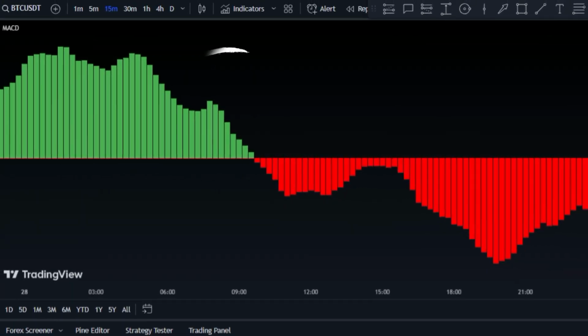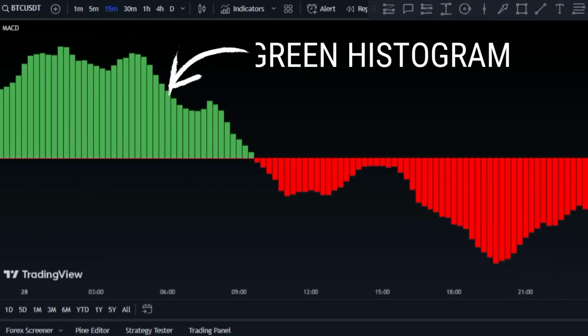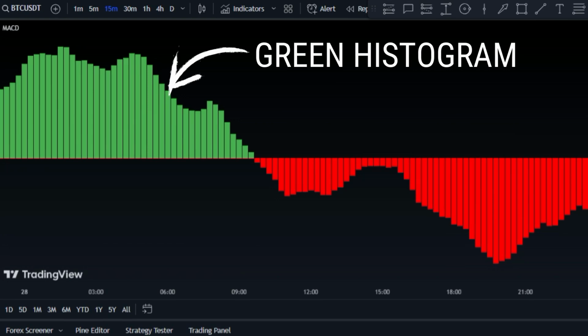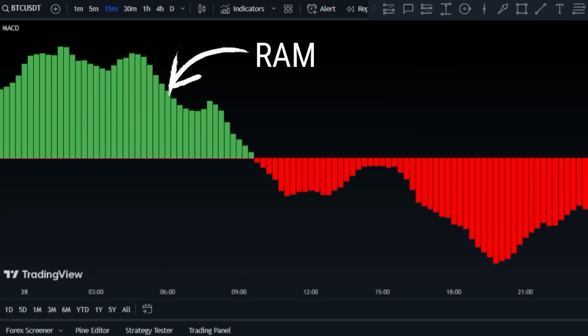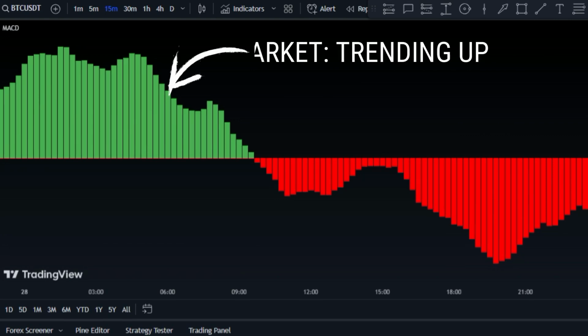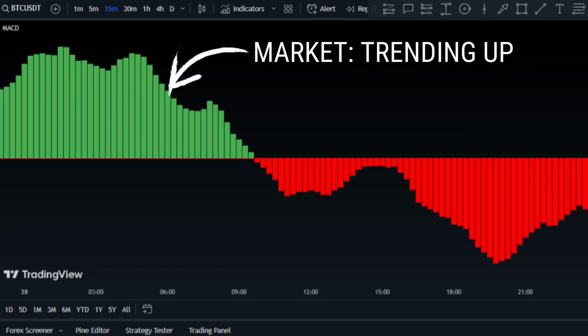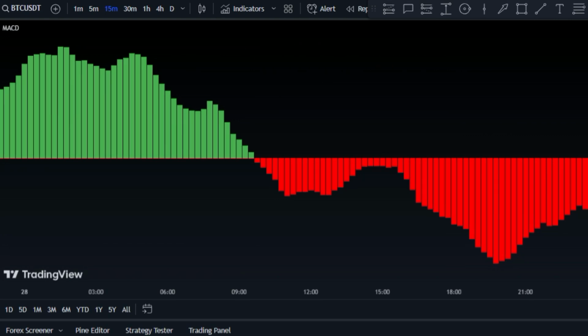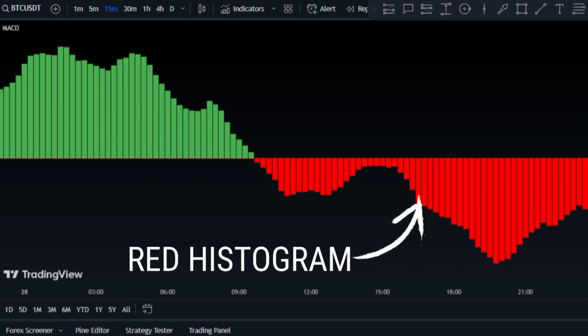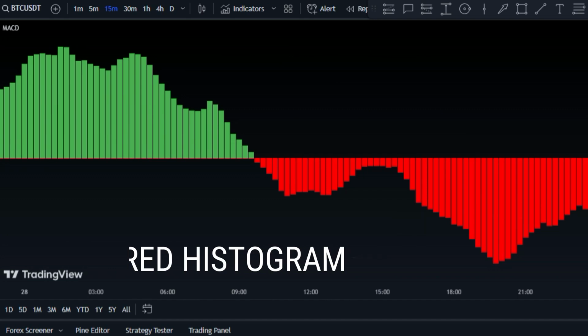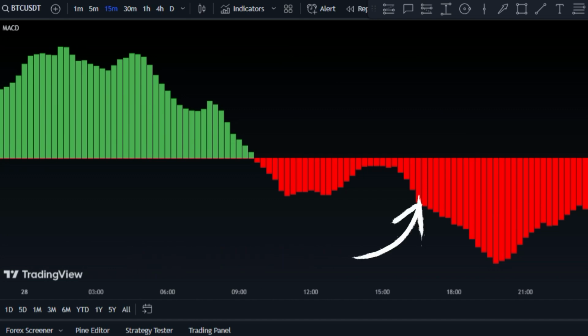If we see a green histogram on the MACD split colors indicator that's above the zero line, that's a sign that the market is trending up and we can confirm our buy signals. On the flip side, if the histogram is red and below the zero line, that indicates that the market is on a downward trend and we can confirm our sell signals.